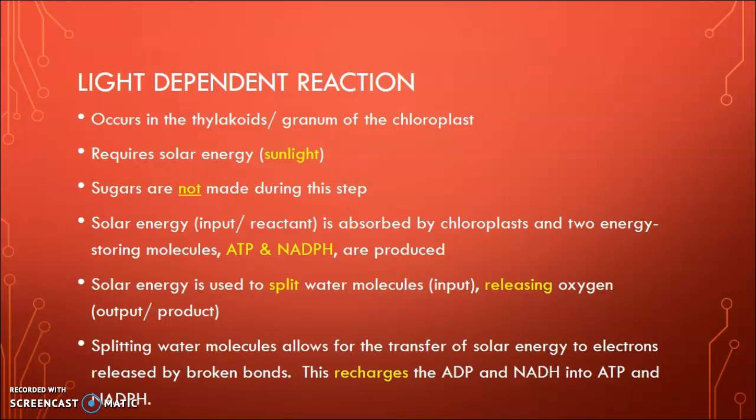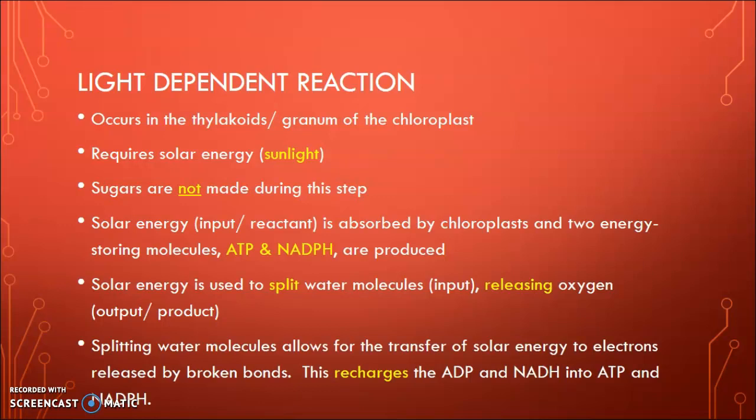Light-dependent reaction is the first reaction that occurs when we're taking in that sun, and it occurs in the thylakoid. A thylakoid is one of those little green pancakes, so you're having many of these light reaction processes happening in one granum. It requires that sunlight, and that sunlight comes in. The sugars are not made in this step, though we do have those inputs of, we're going to mention that we have inputs of water, sunlight, and carbon dioxide, and we're getting sugar and oxygen as products.